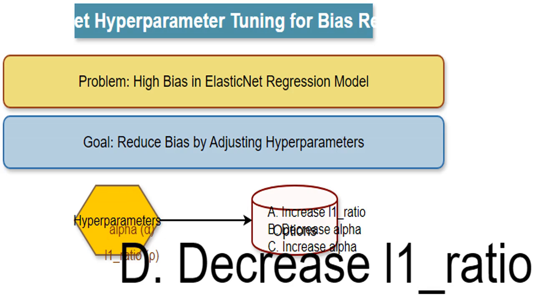Here, we're talking about decreasing L1 ratio. This parameter balances L1, lasso, and L2, ridge, regularization within ElasticNet. A smaller L1 ratio means we're moving more towards ridge regularization. Ridge regression generally has lower bias than lasso. That means this choice is likely to reduce bias, which is what we want.